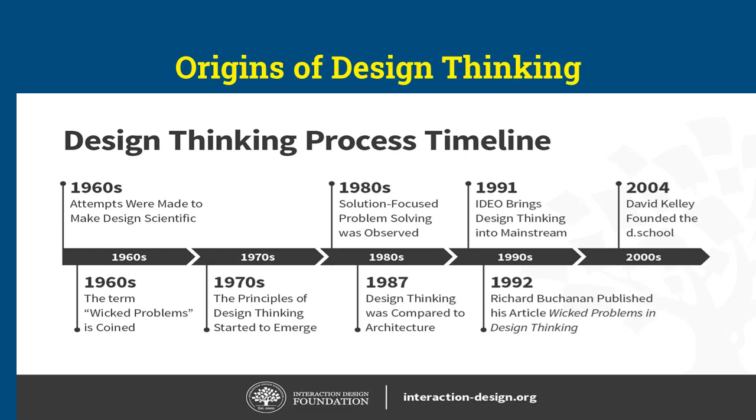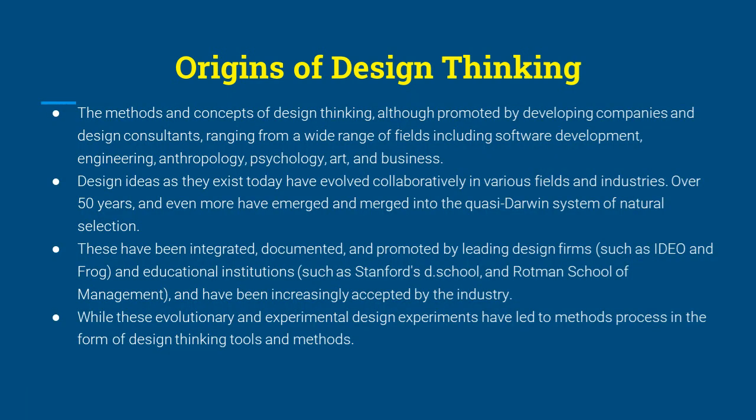And then in 1991, actually, IDEO brings design thinking into mainstream. So this was a company which helped companies like Apple to design many of their iPhones and other things. So in 1992, Richard Buchanan published an article called Wicked Problems in Design Thinking, and this was actually fundamental. That means now they realize that we have some bigger problems and they can be solved scientifically using design thinking. So in 2004, he founded actually the D School. This was actually in the United States, Stanford. So this was the first attempt to formalize and convert the design thinking into a formal science and start teaching in an education institute.